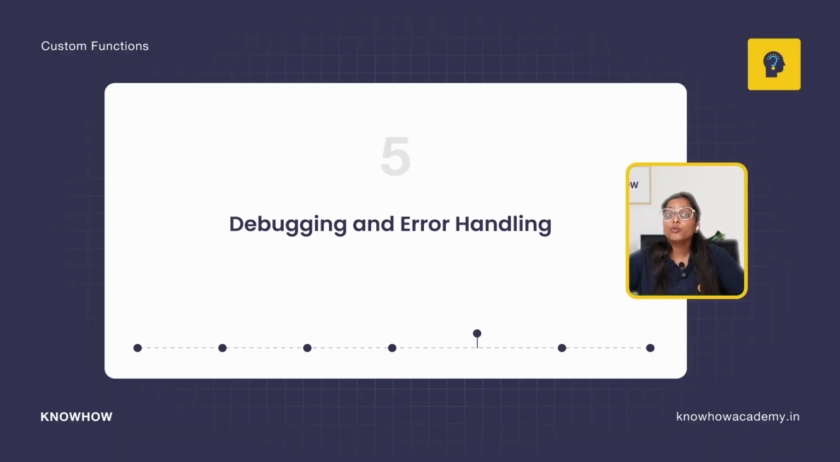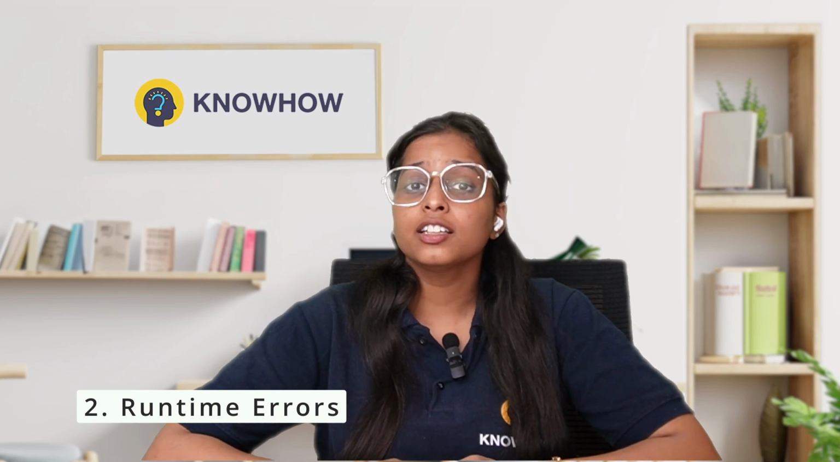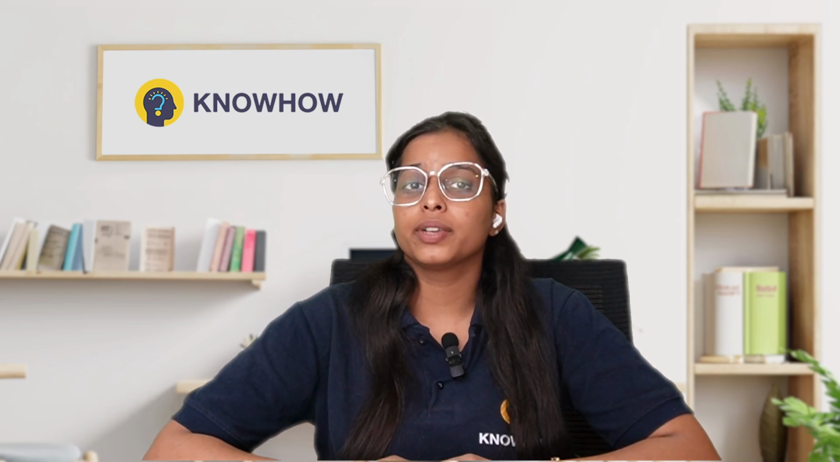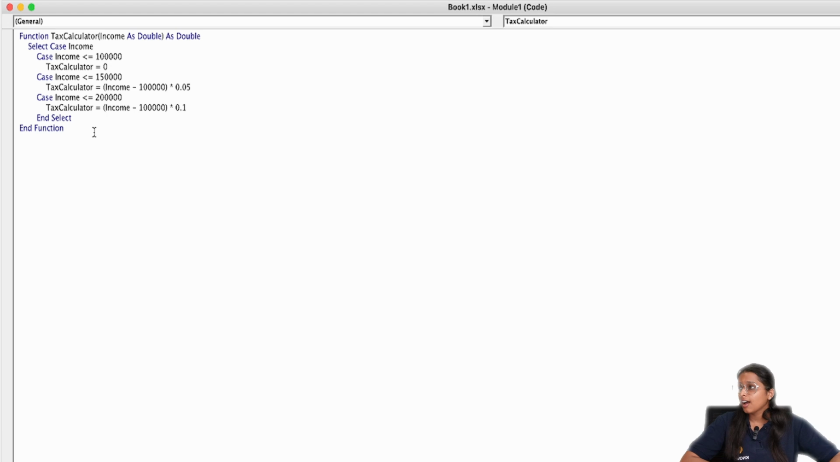Now we'll look into what is debugging and error handling. Error happens even to experienced users. Let's cover common issues and how to fix them. Number one is compilation error. Ensure that all the variables are correctly defined. Second one is runtime error. Add error handling using on error resume next. For example, let's debug a division function. How can we do that?